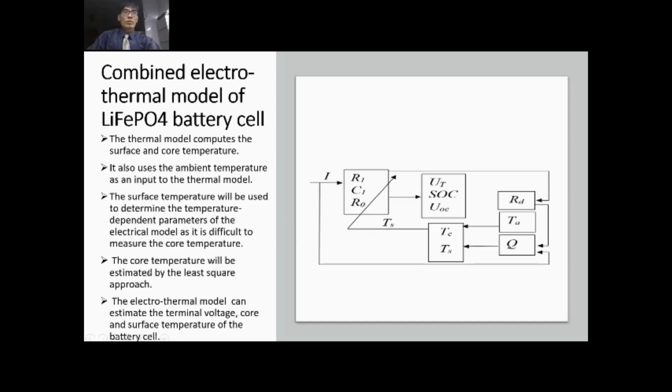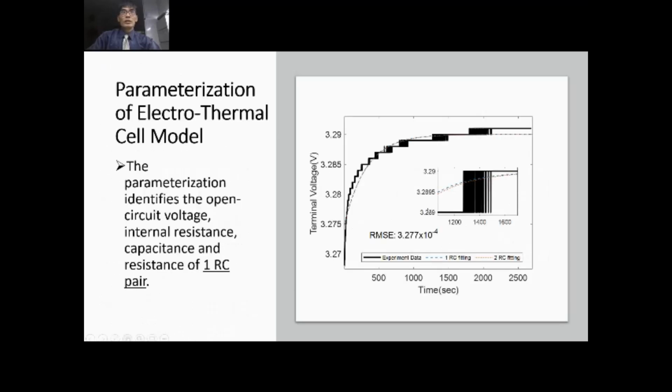So the core temperature will be estimated by the least square approach. I mean, it's difficult to measure, but we still have to try to estimate it by the least square approach. Right? So this is something that we will do, and the electro-thermal model can estimate the terminal voltage, therefore, by the core and the surface temperature of the battery cell. So this is something that we are doing here.